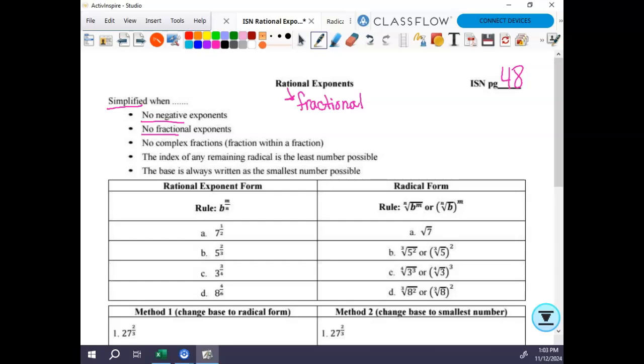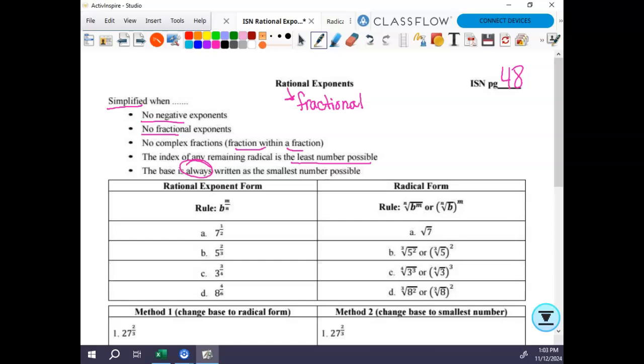Well, that's if you're told to put it in radical form. We still might have that. No complex fractions. No, we can't have a fraction within a fraction. None of that. The index of any remaining radical is the least number possible. The base is always written with the smallest number possible.